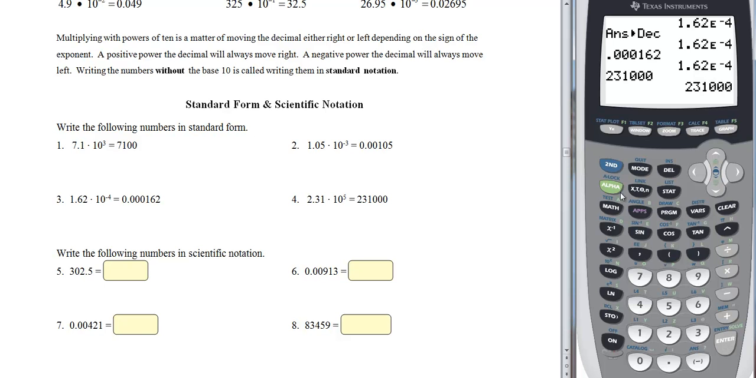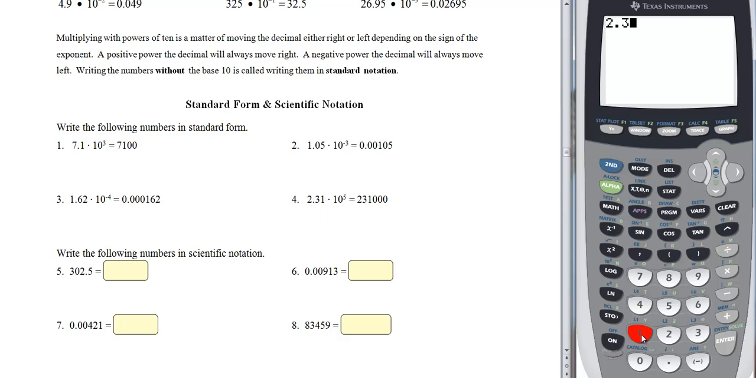So can we change it to scientific notation? I'm not really sure where that is. Nope, doesn't like that. I know what we can do. Let's put it as 2.31 to the 5th and see what it does. There it is. Okay. Oh well. Now these problems, we need to write the following numbers in scientific notation. So pause me and see if you can get these.